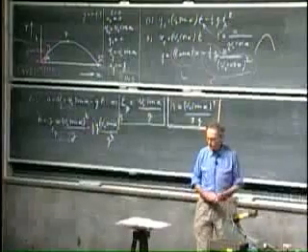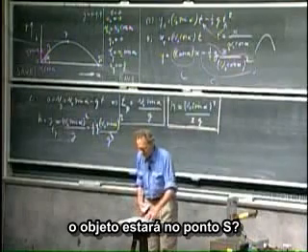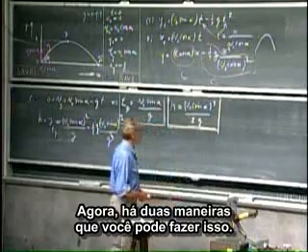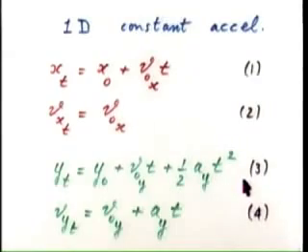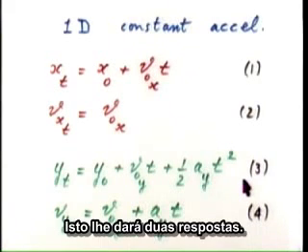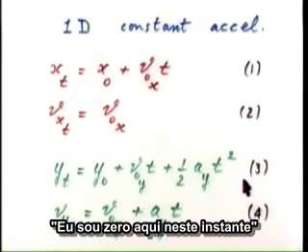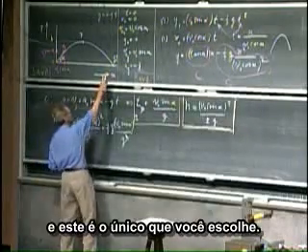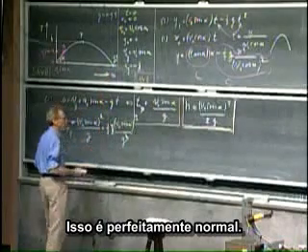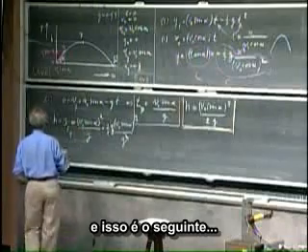At what time will the object be at point S? Now there are two ways that you can do that. You either go to this equation, number 3, and you ask equation number 3, when are you 0? It will give you two answers. It will say, I'm 0 here at this time, and I'm 0 at that time, and those are the two times that you want, and this is the one you pick. That's perfectly fine. I think there's a faster way to do it, and that's the following.